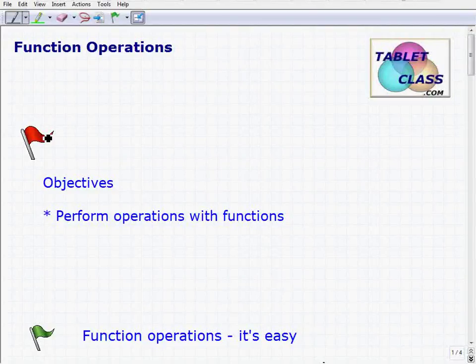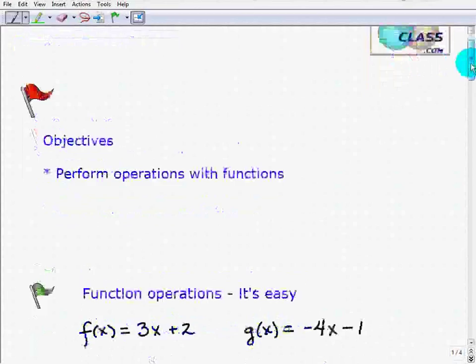Hello, welcome to the video on function operations. This will be a lesson on this topic, and this isn't too difficult if you understand how to deal with polynomial operations. So it's going to be very similar to that. So let's go into our objectives. Basically we have one. We want to be able to perform operations with functions. And let's take a look at what that means.